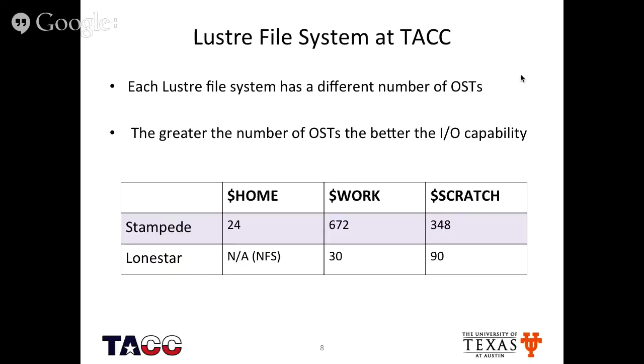If you look at our different file systems, home, work, and Scratch, Scratch on Stampede has 348 OSTs. Work has 672. Thankfully, with our latest Stockyard file system, you get that much. And home has only 24. On Lonestar, on the other hand, we run NFS on home. And for work and Scratch, we have 30 and 90 OSTs for Lustre. Okay?